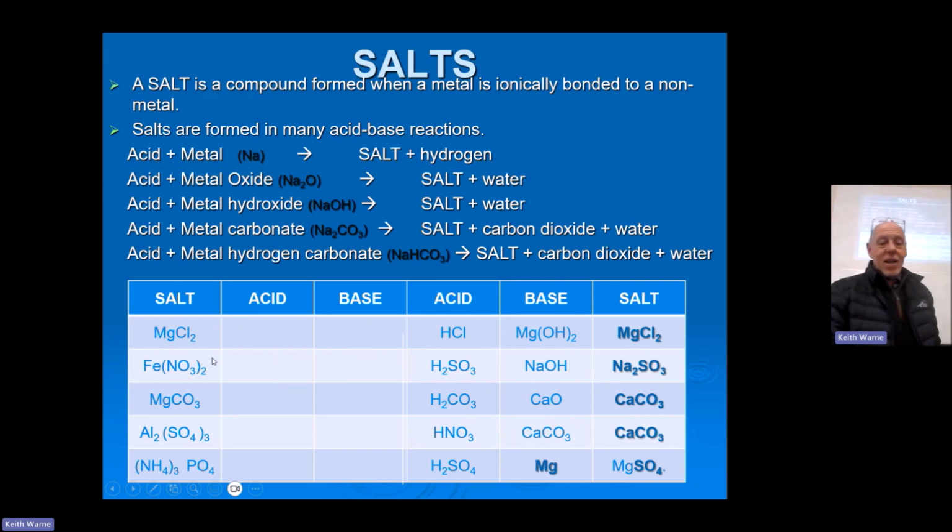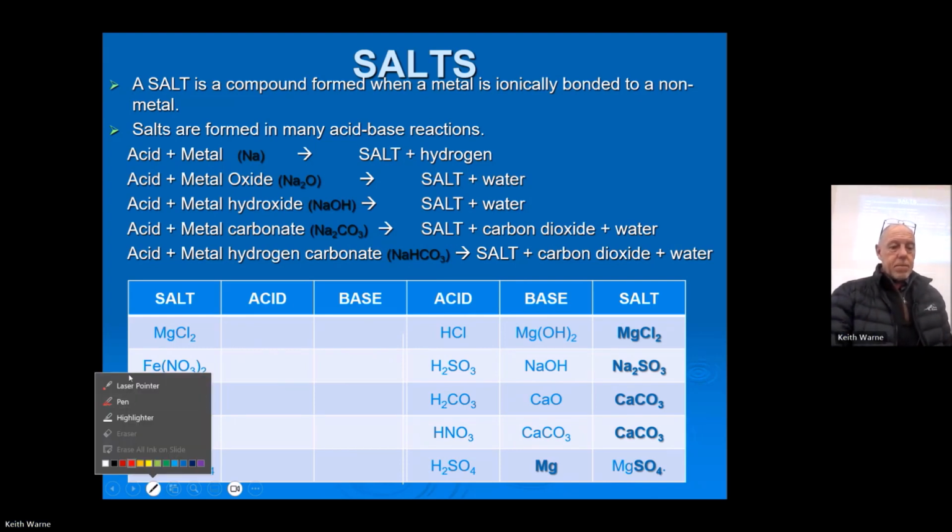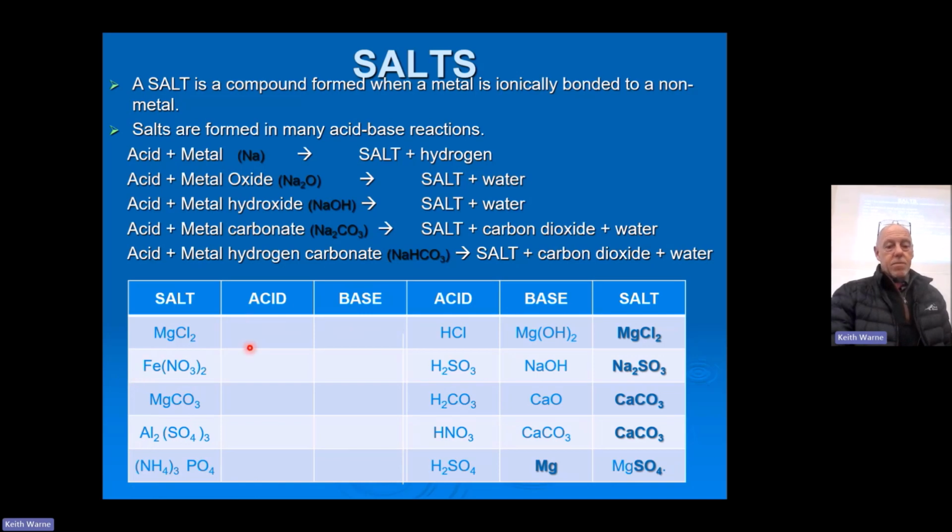Now, on this side of the table, we're going to do it a little bit more difficult. Instead of giving you the acid and base, I'm giving you the salt. So, if you want to make the salt MgCl2, what acid do you need? HCl. Because the acid is going to have the chloride anion, and there's only one, HCl.